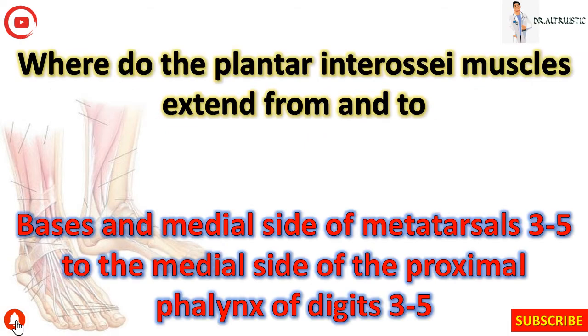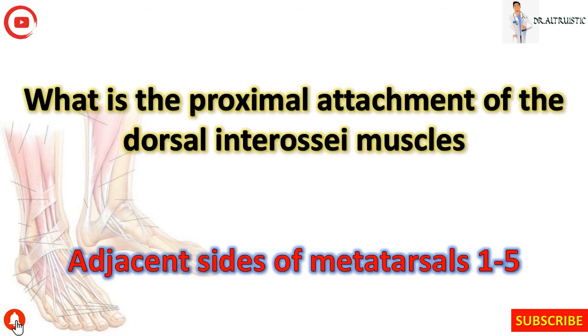Where do the plantar interossei muscles extend from and to? Bases and medial side of metatarsals 3 to 5 to the medial side of the proximal phalanx of digits 3 to 5. What is the proximal attachment of the dorsal interossei muscles? Adjacent sides of metatarsals 1 to 5.